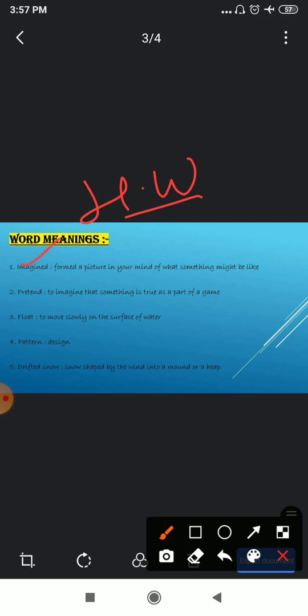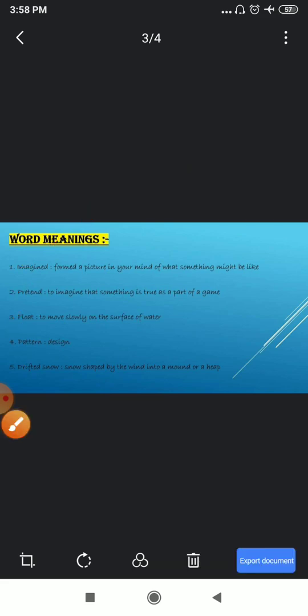Number one, imagine: to form a picture in your mind of what something might be like. Number two, pretend: to imagine that something is true as a part of a game. Number three, float: to move slowly on the surface of water. Number four, pattern: design. And the last one, drifted snow: snow shaped by the wind into a mound or heap. Okay, so you all have to do this work.